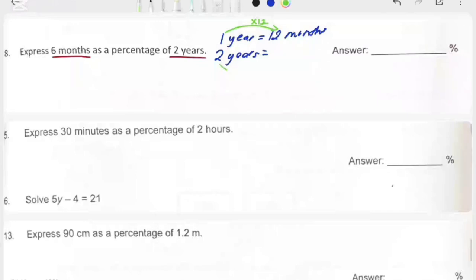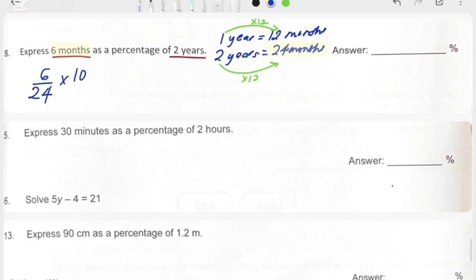So from 1 to 12, the multiplier is 12. So for 2 years, you multiply by the same multiplier, you'll get 24 months. 2 years is equal to 24 months. Now that both 6 months and 24 months are in the same unit, let's express them as a fraction, 6 over 24. Now let's multiply the whole fraction by 100 to turn it into a percentage.